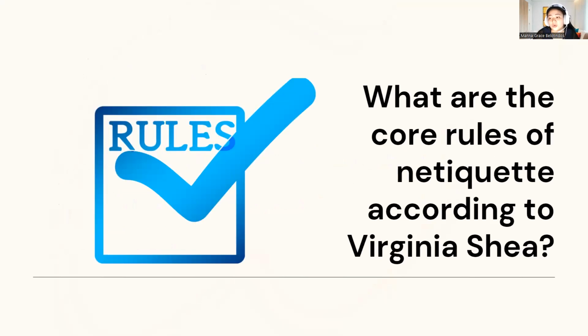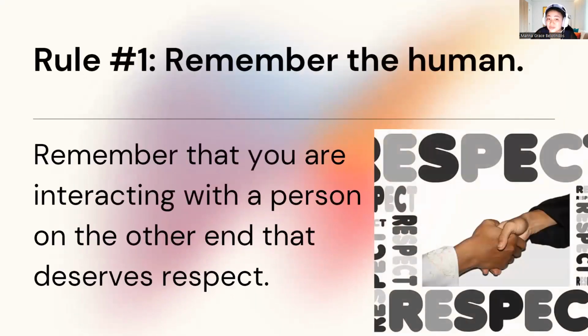So, what are the core rules of netiquette according to Virginia Shea? So, there are 10 core rules. The first one is remember the human.